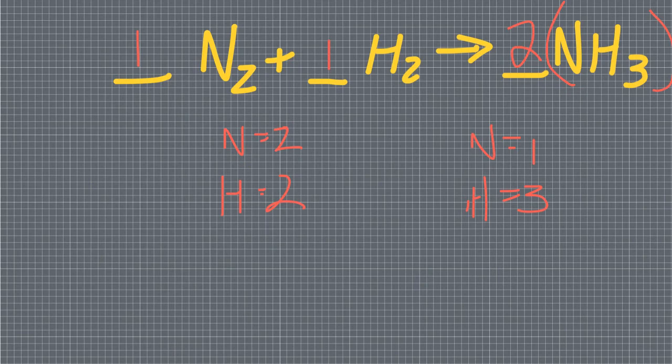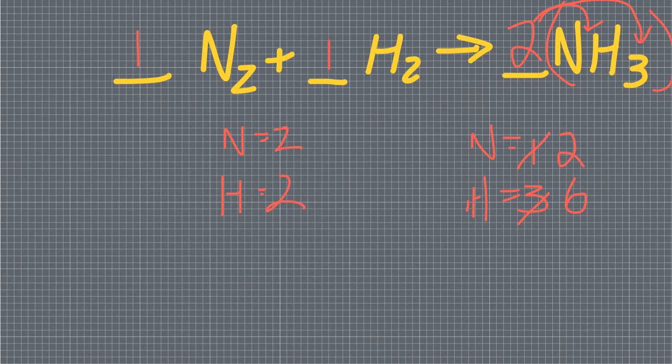So what that means is now I'm going to multiply 2 times however many nitrogens I have, which is just 1. So now I have 2 nitrogens, and then I can do 2 times however many hydrogens I have, which is 3, so that's going to give me 6. Okay, now my nitrogens are balanced. I have 2 nitrogens on the left, 2 nitrogens on the right. Good situation, but now my hydrogens, again, are still not balanced. 6 hydrogens on the right, only 2 hydrogens on the left.